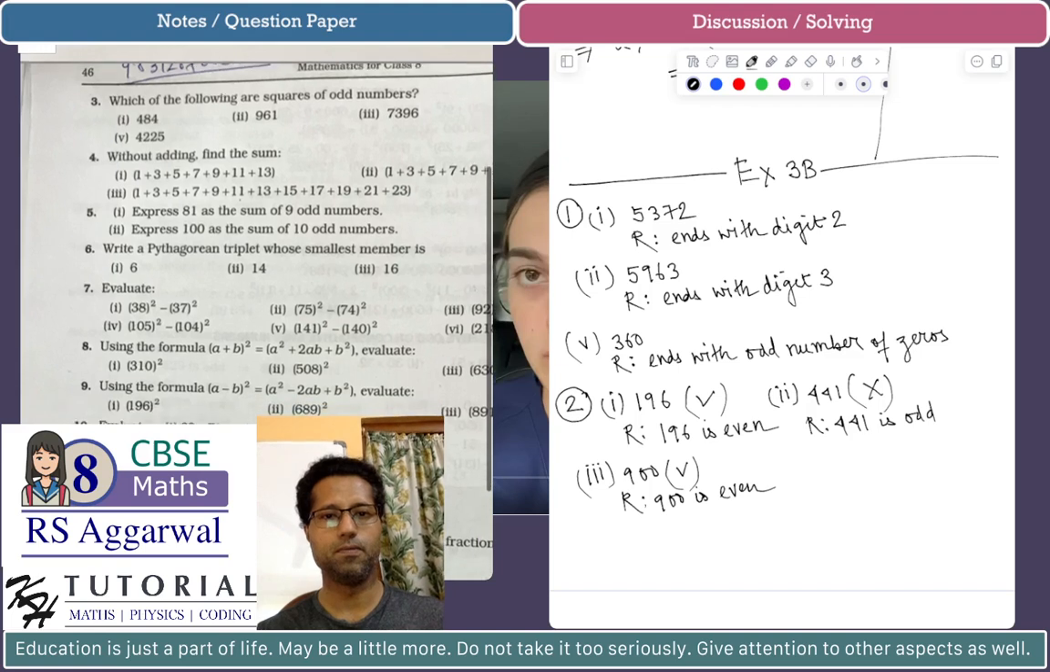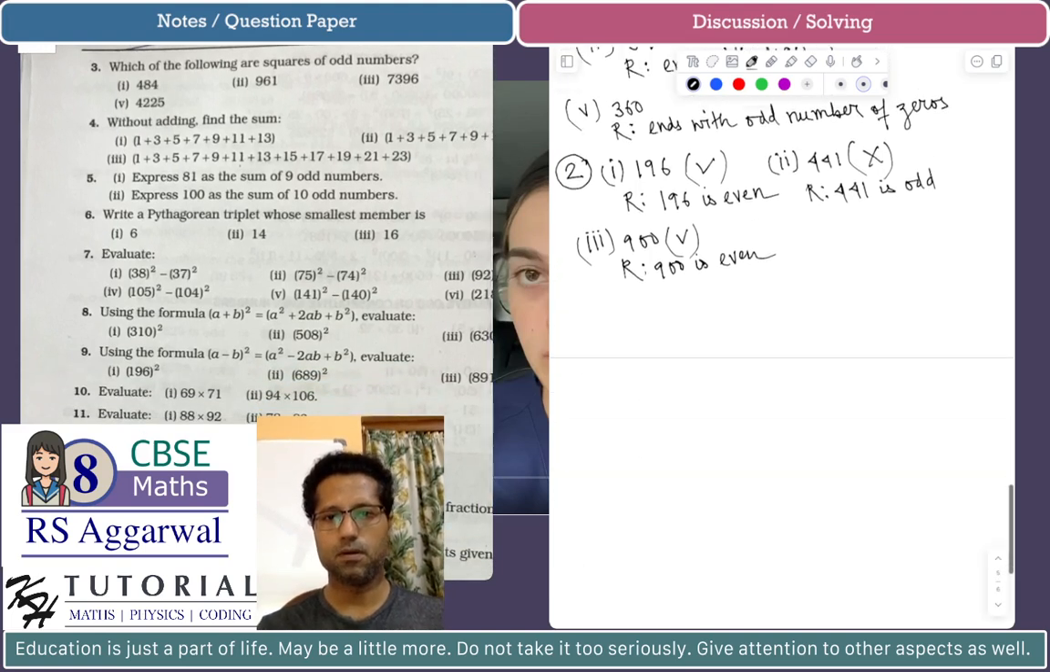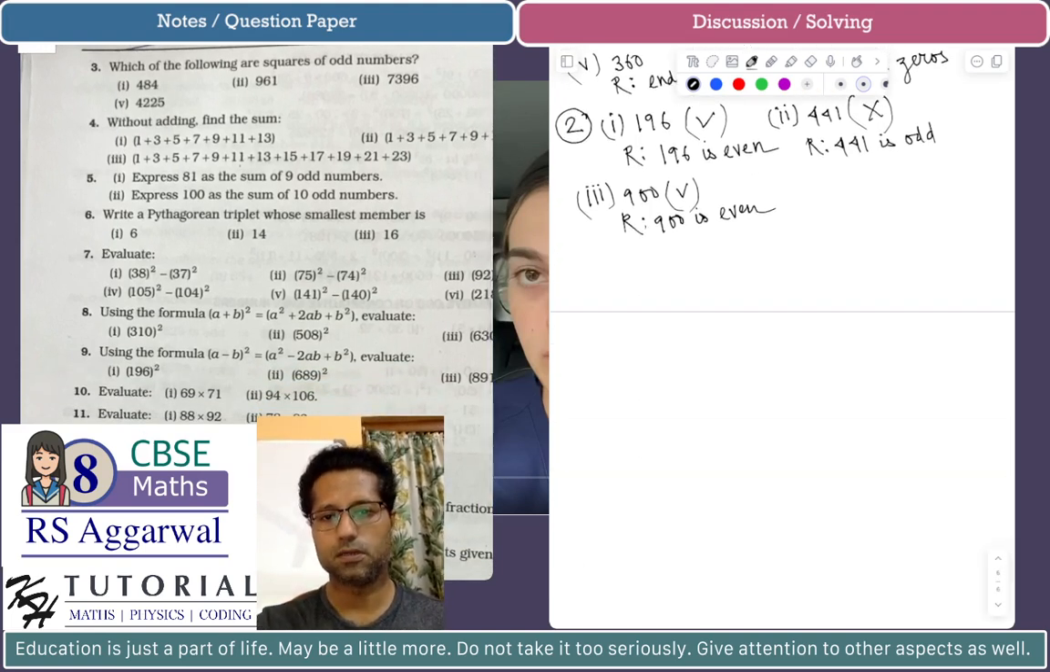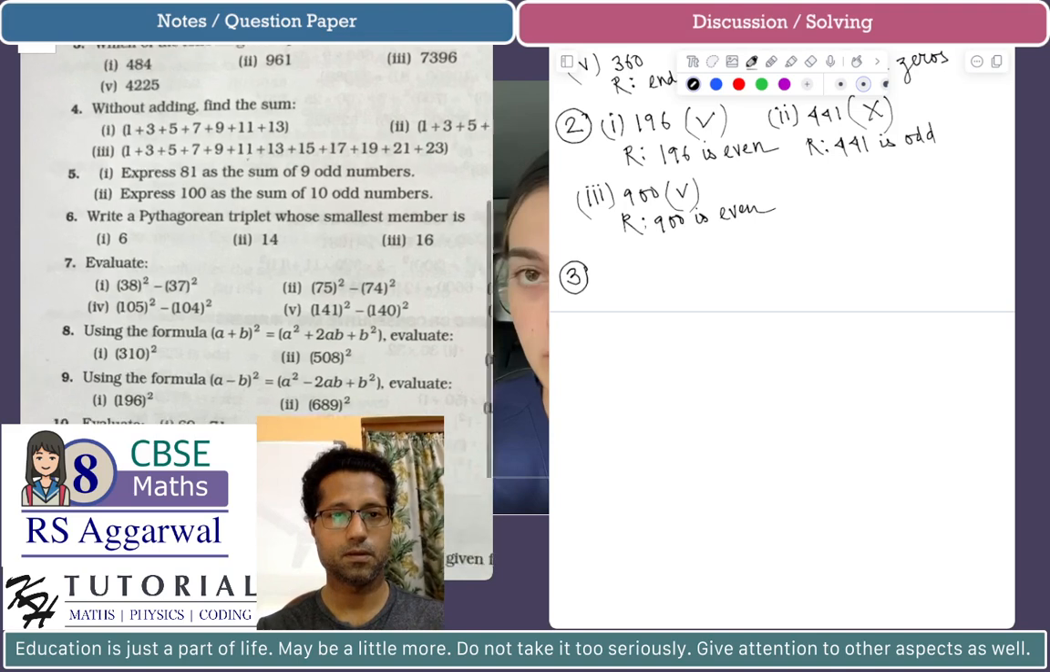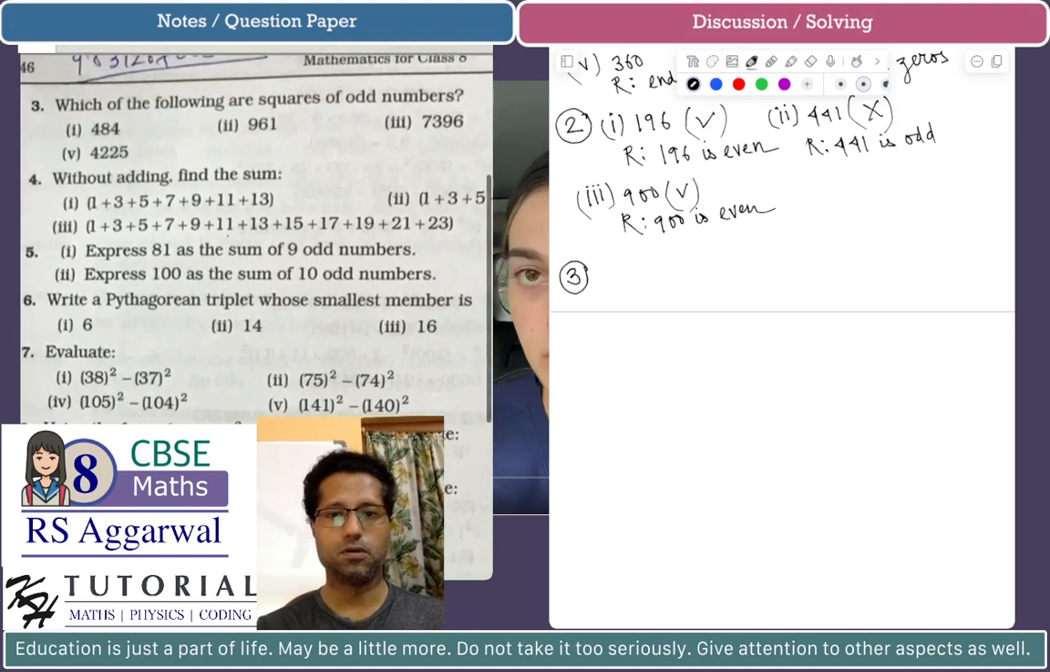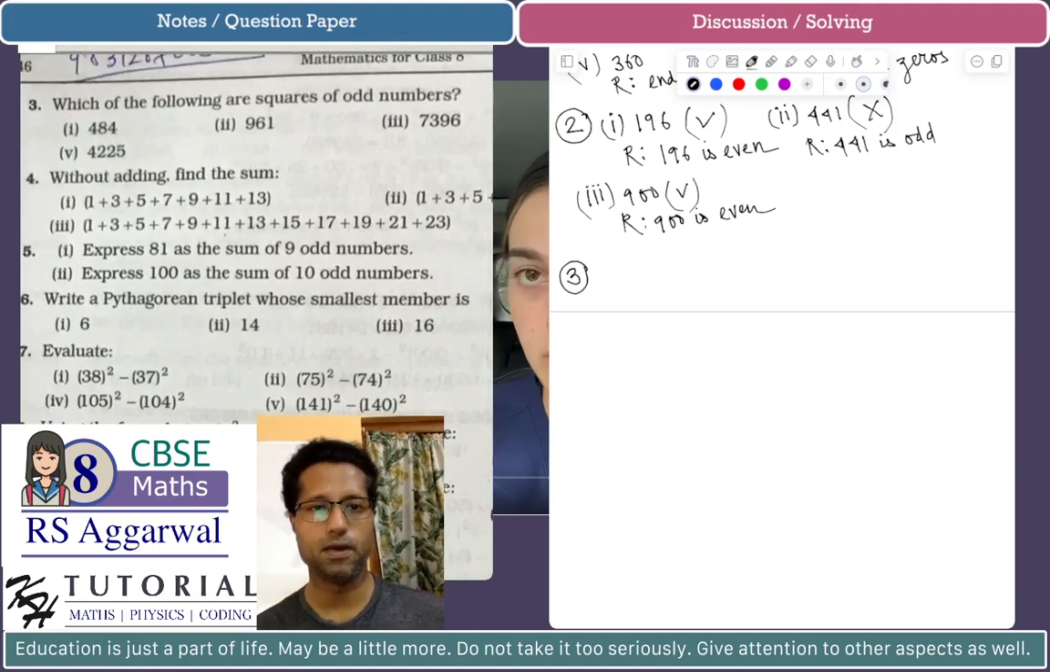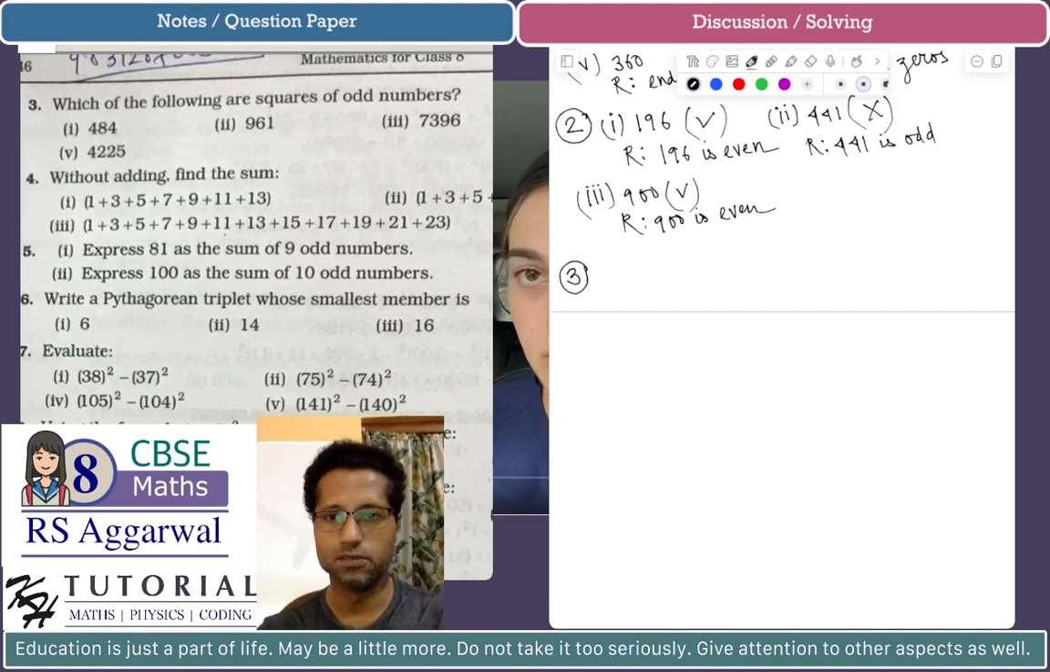Okay, let's do problem number 3, and I hope the fonts are now coming bigger. Let me check whether it's visible or not. No, not really that visible. Let me zoom in a bit. Okay, so question number 3 is, which of the following are squares of odd numbers? The logic is the same.